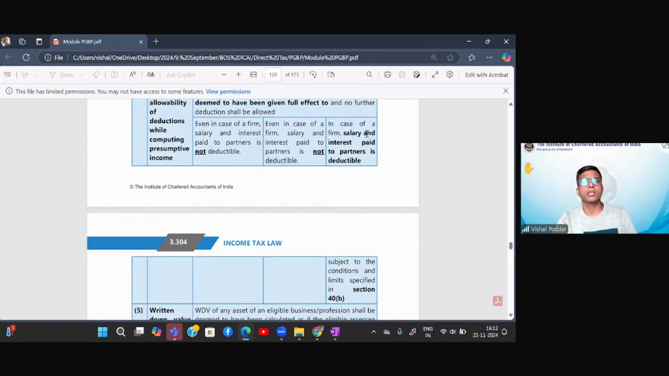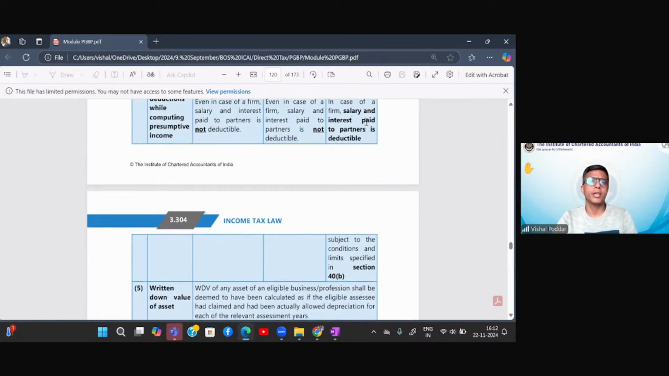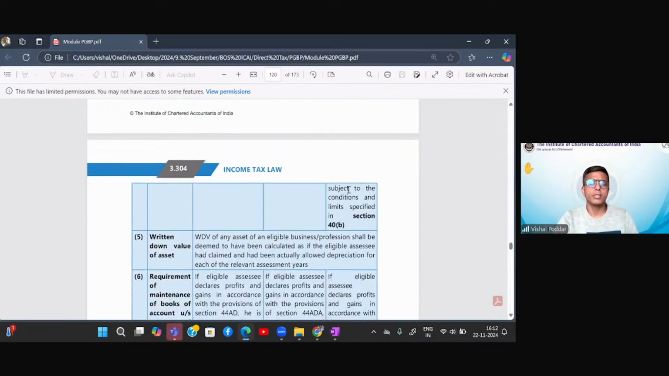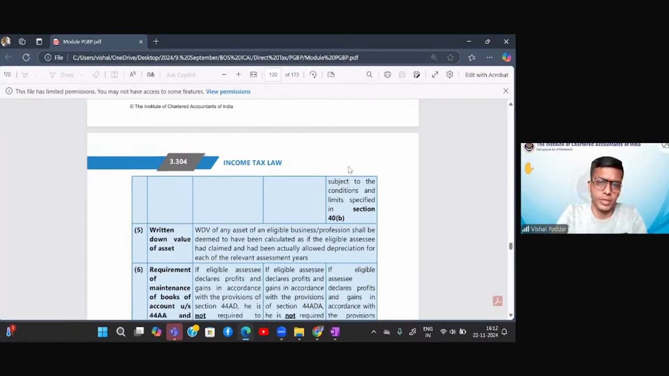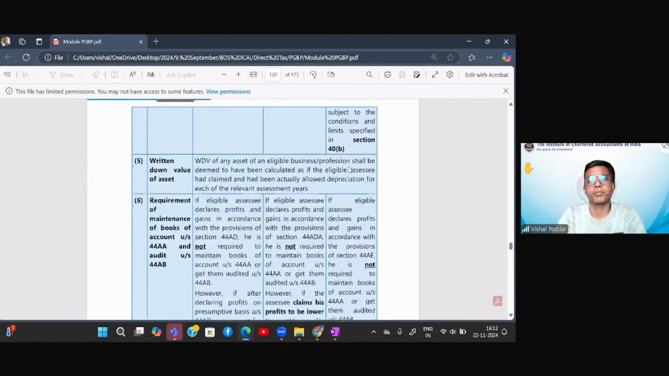However, in the third business, any salary and interest paid to partners is allowed as deduction. So whatever estimated income you compute, from that you can deduct the partner's interest and remuneration. This is allowed only in the third.